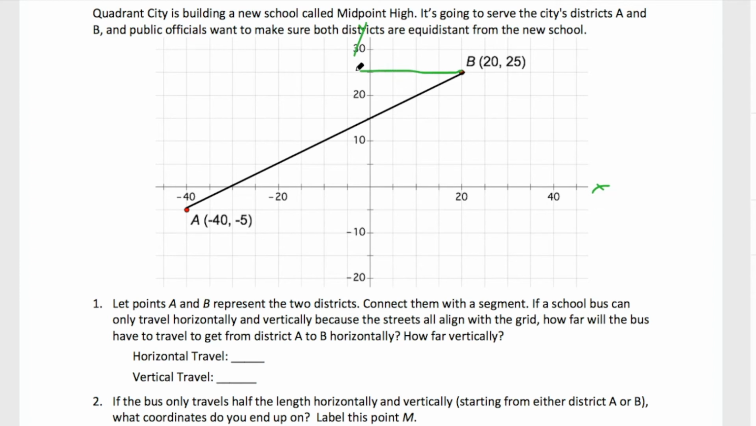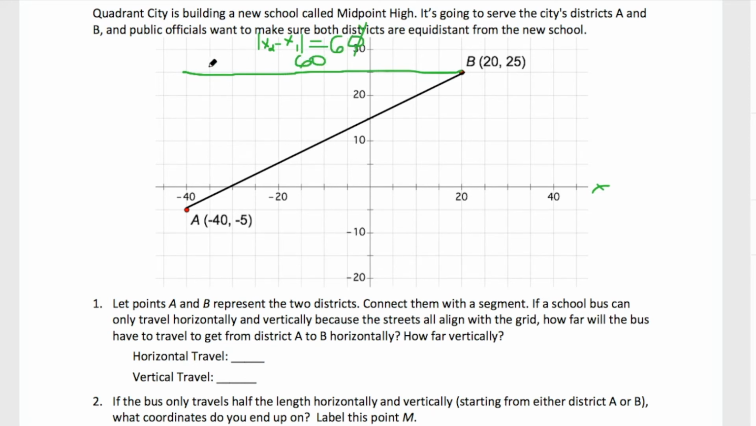Okay, so horizontally, this would have to be the absolute value of x2 minus x1, or it might be x1 minus x2. It doesn't matter if it's absolute value. And that's going to equal 20 minus negative 40. So this is going to be 60. Okay, so got to go 60 here.